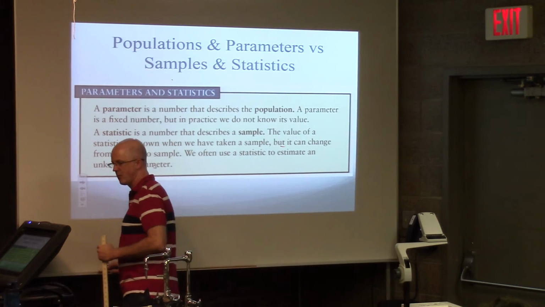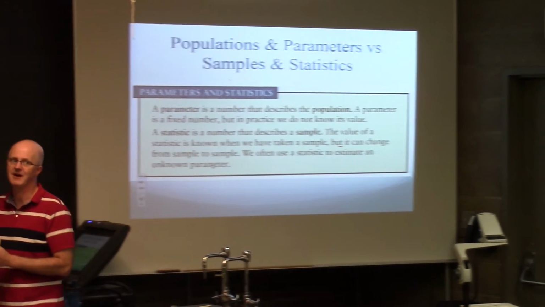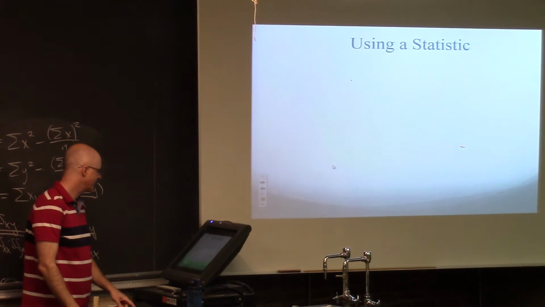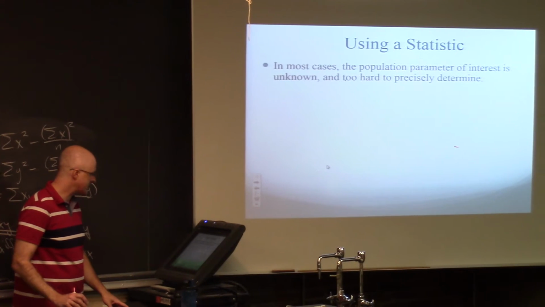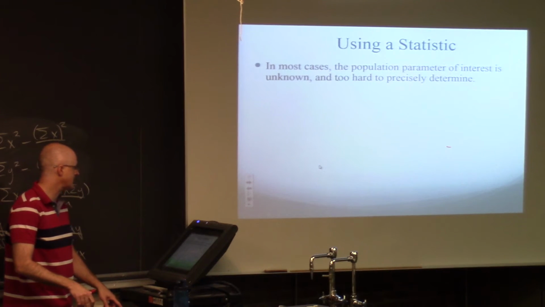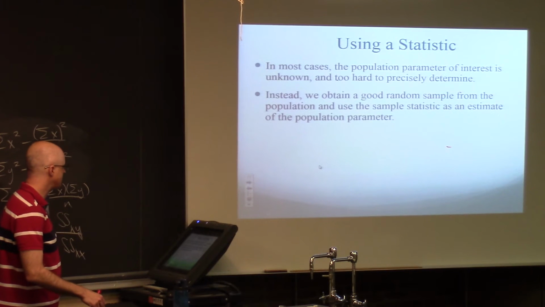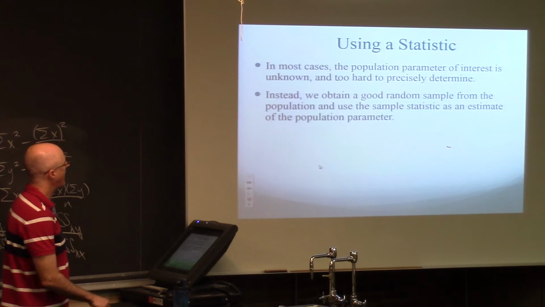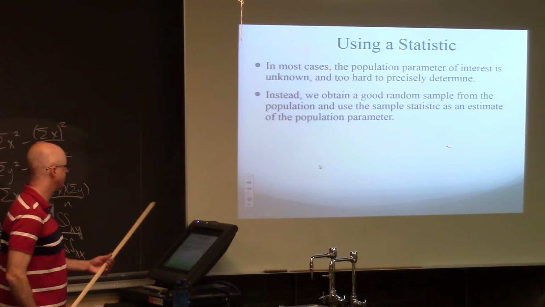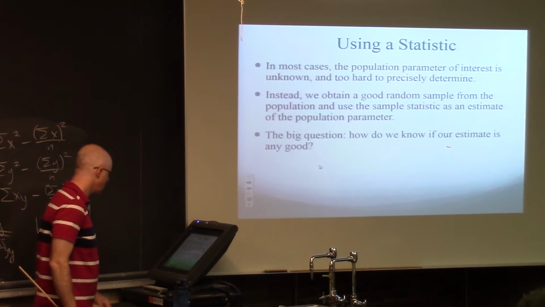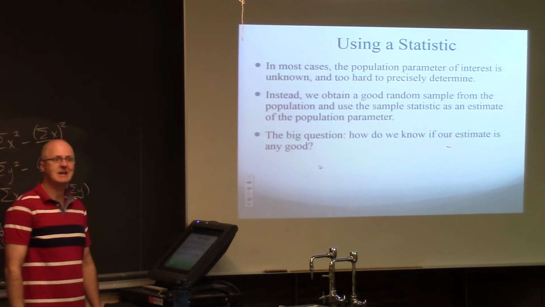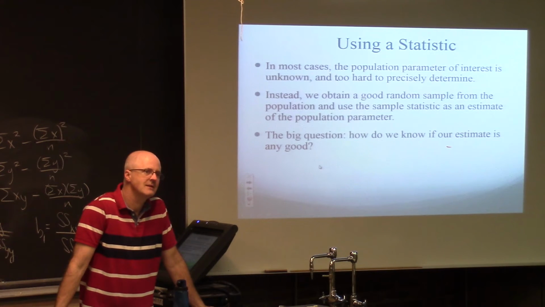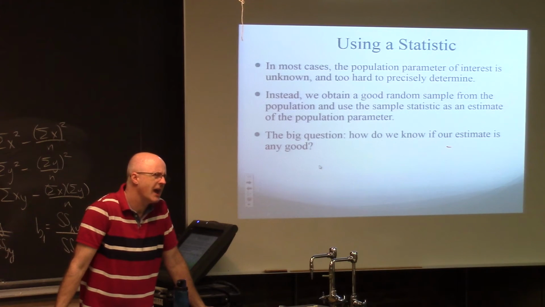You've got some problems where you take some situations and you have to identify the population, the sample, the parameter, the statistic. In most cases, the population parameter of interest is unknown and too hard to precisely determine. So instead, we take a good random sample, a simple random sample, ideally, for us at least, from the population and use the sample statistic as an estimate for the population parameter. The big question is, how do you know if your estimate's any good?